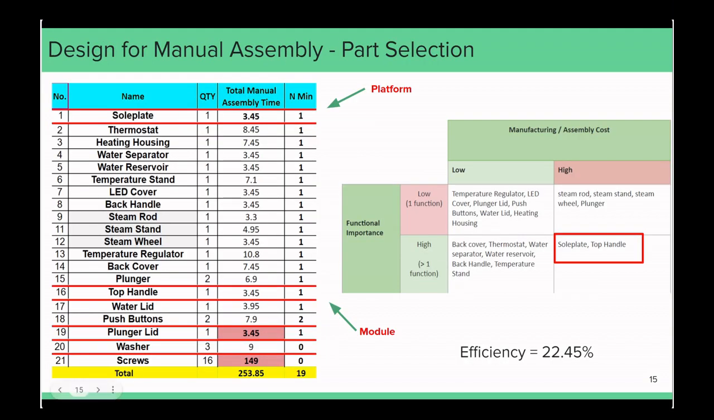From our plot chart, the sole plate and top handle have the highest cost, and they have a high functional importance. The sole plate is our platform part, and the top handle is a module part. So, we selected these two parts for manual DFA. Our total manual assembly time for the whole assembly was 253.85 seconds, with an efficiency of 22.45%.